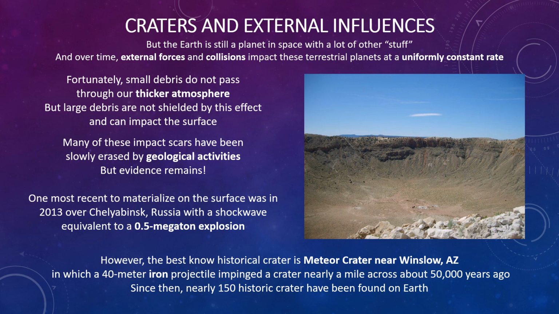The best known crater is Meteor Crater out in Arizona, where a 40 meter iron projectile hit our planet about 50,000 years ago and produced a really, really spectacular crater. And since then, we have found over 150 historic craters around Earth. One of these impact events is what wiped out the dinosaurs. These impact events have a huge effect on life on Earth, which we will see more of in the next slide.